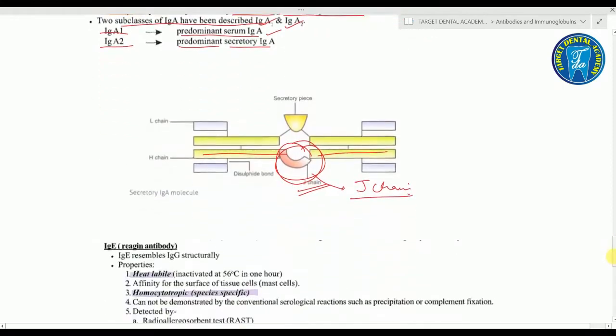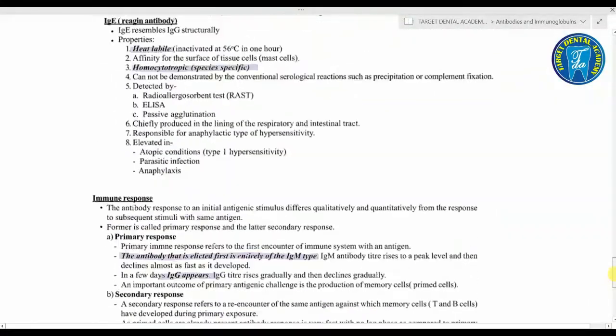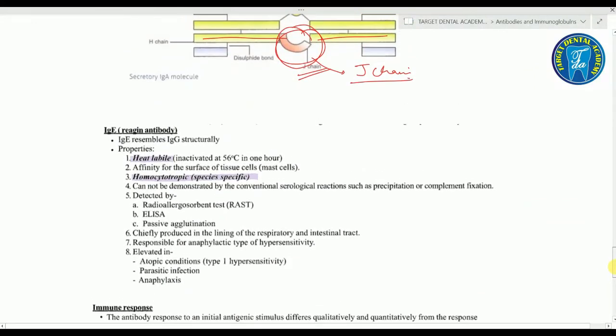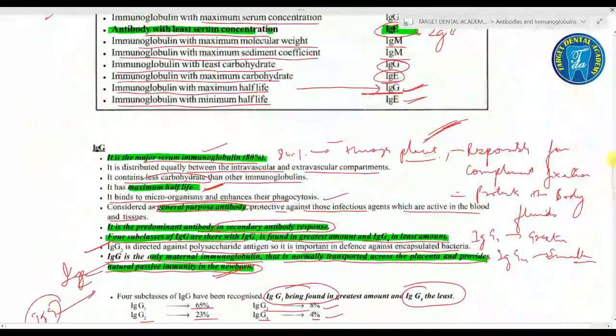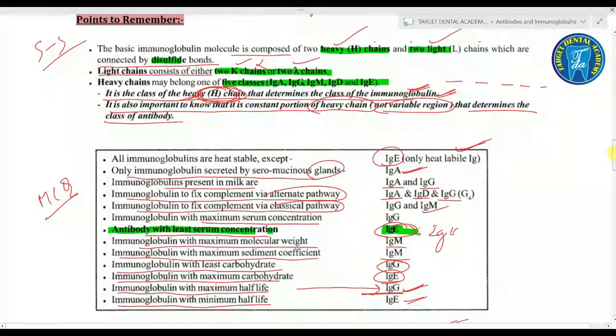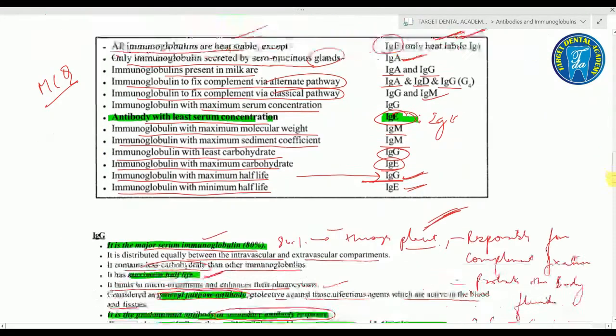Right? So after IgA, IgG, IgM, let's discuss the immunoglobulin IgE, which is known as a reaginic antibody. IgE resembles IgG structurally. Its properties are: it is heat labile. As I've already told you, IgE is the only immunoglobulin which is heat labile, while all the other immunoglobulins are heat stable.